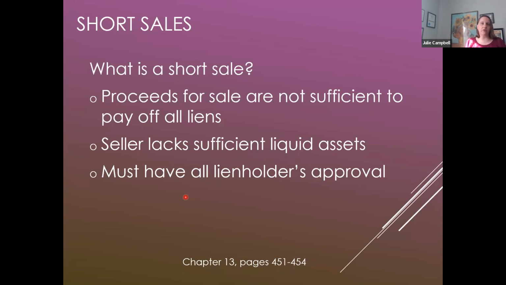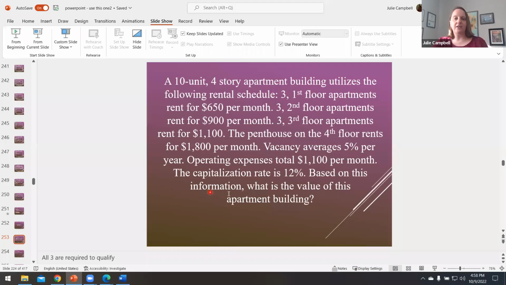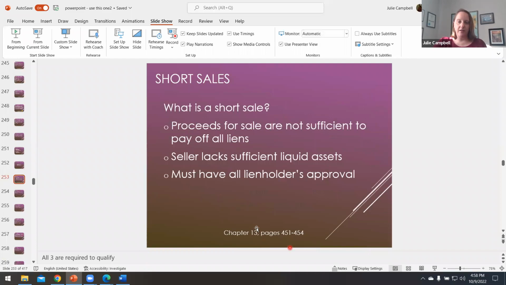I hate to end on the gloom note of a short sale. But they're out there and they're coming back. So I am going to end here today. So let's talk. Don't go anywhere just yet.